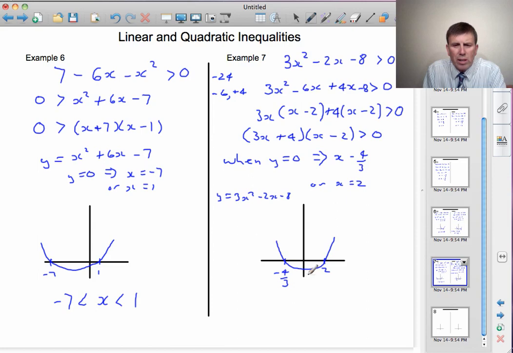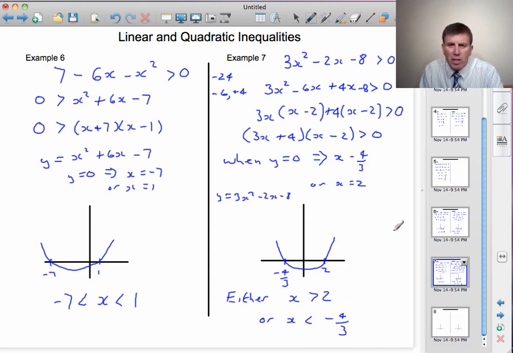Normal graph, quadratic. And what am I looking for? I'm looking for this expression to be greater than 0. So I'm looking for y to be greater than 0, which is this part here or this part here. So the solution to this one is either x is greater than 2 or x is less than minus 4/3. And that concludes this lesson on solving inequalities.